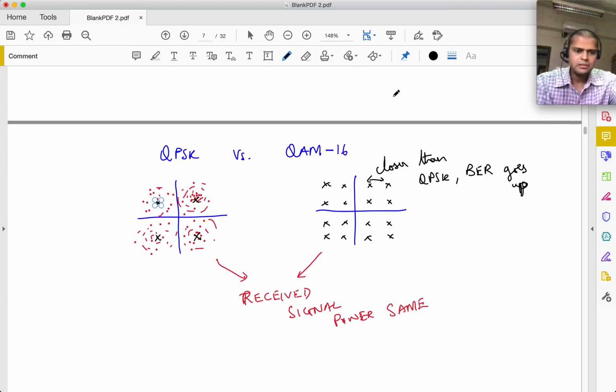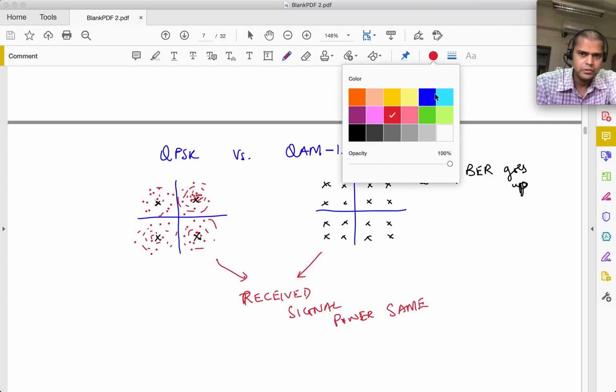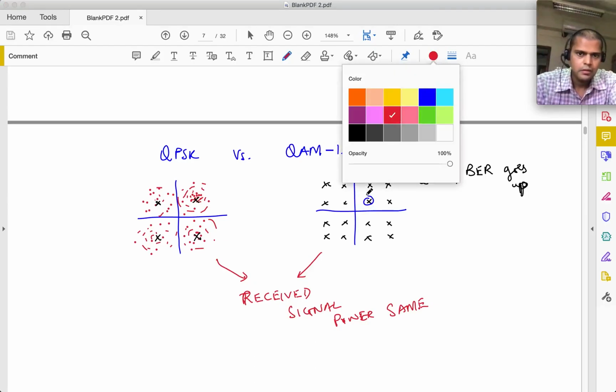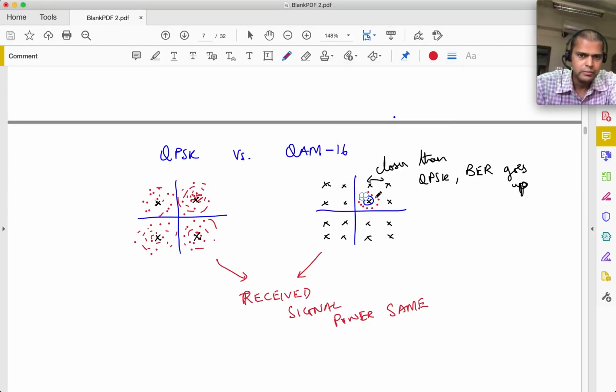So suppose one of these was transmitted, let's say this one was transmitted, then what would I have received? I would have got something around this, right? And it's very easy to get pushed into the region of this particular constellation point, and so I would get some bits in error. So this has a higher modulation rate than this one.